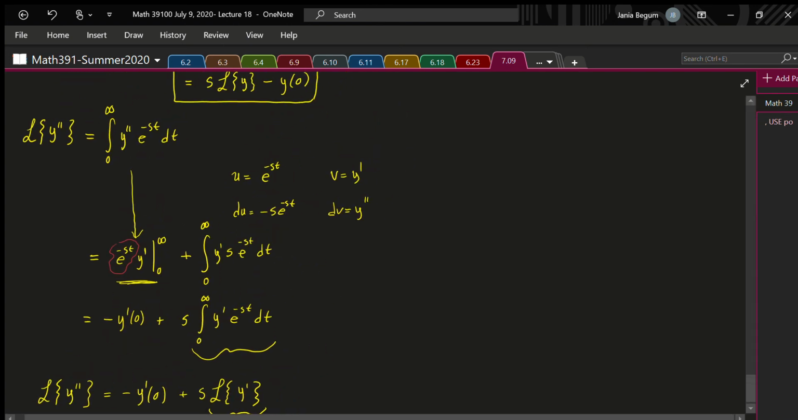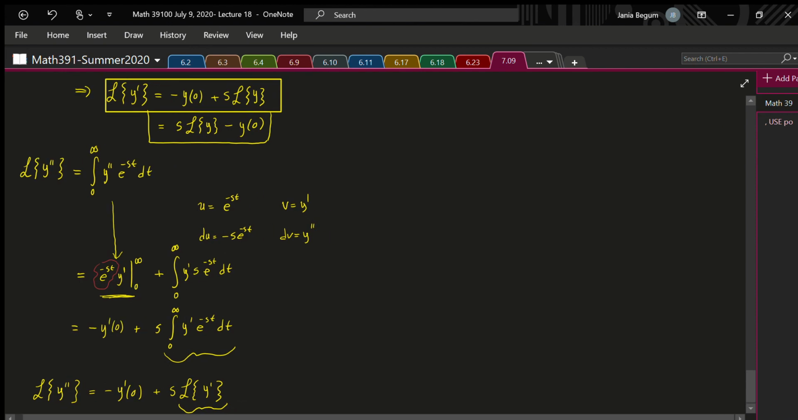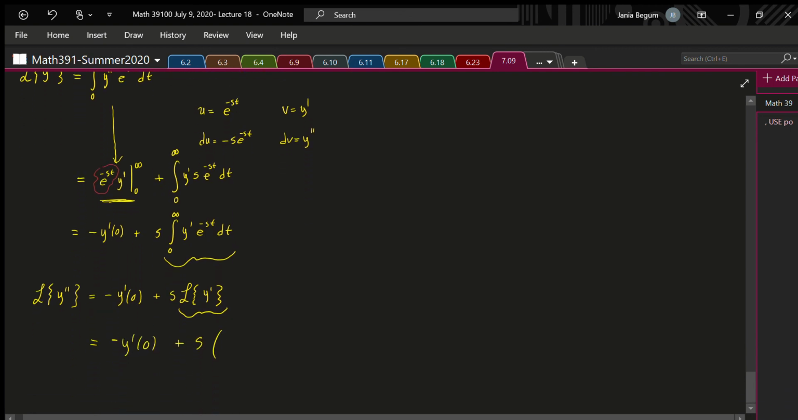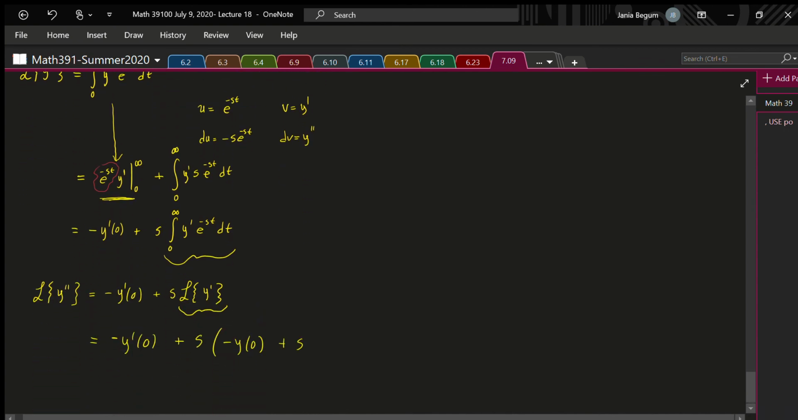So now, we know what the Laplace transform of y prime is. That's from that box up there, right? So I'm going to substitute that into this formula so that you don't have to do integration by parts one more time. We already have that, so let's plug that in. I have negative y prime of 0 plus s times the Laplace transform of y prime, which is negative y of 0 plus s times the Laplace transform of y.